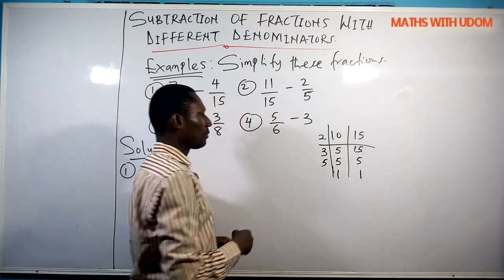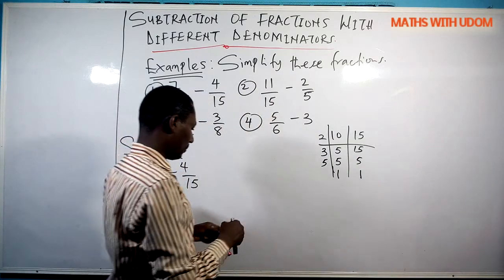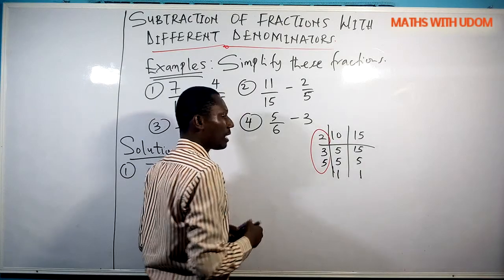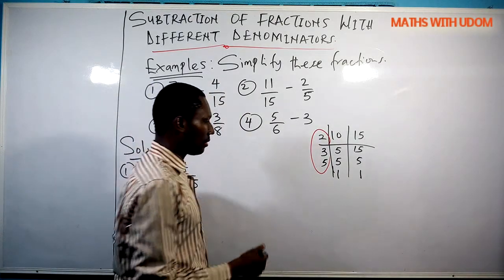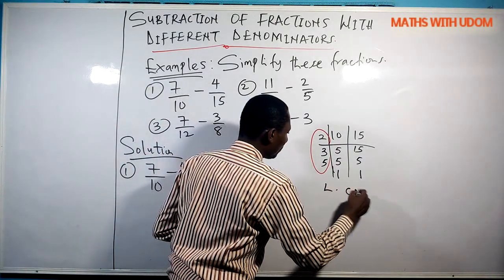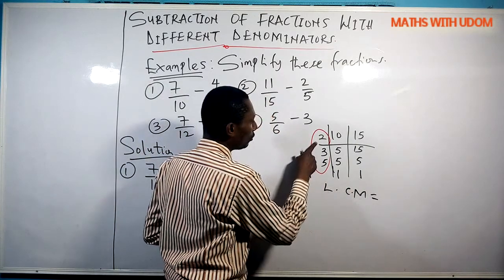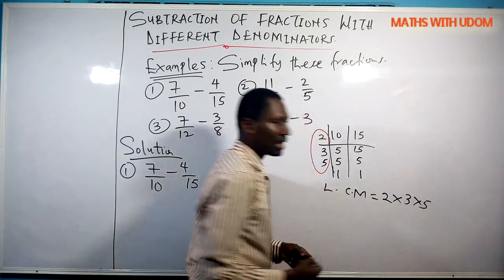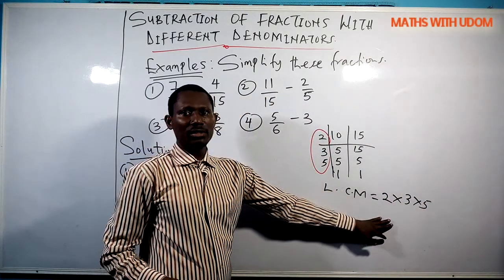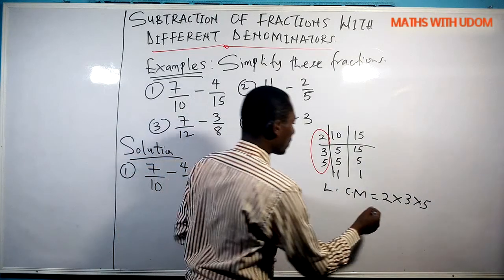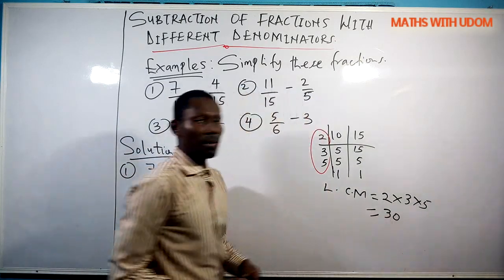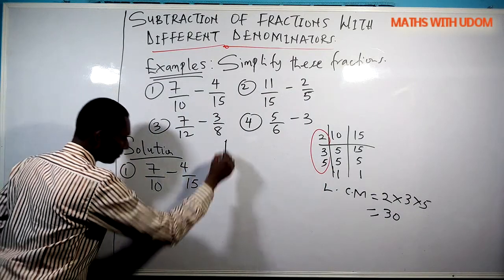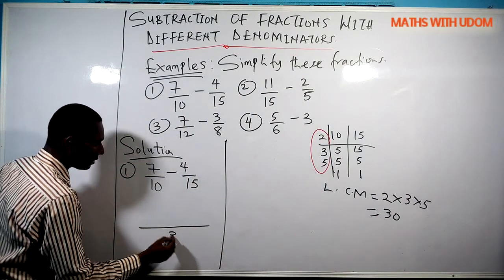So what do we do? We circle our prime factors. Our LCM will now be 2 times 3 times 5. So what is 2 times 3? 6. And 6 times 5 will give us 30. So our LCM is 30. Then we'll come here and put our 30 under.